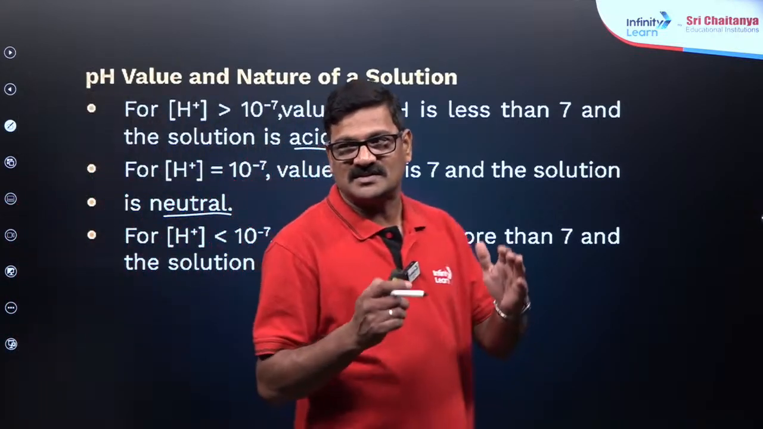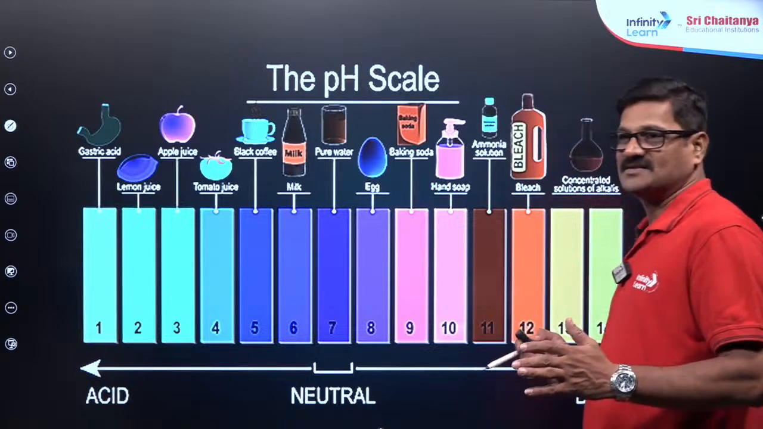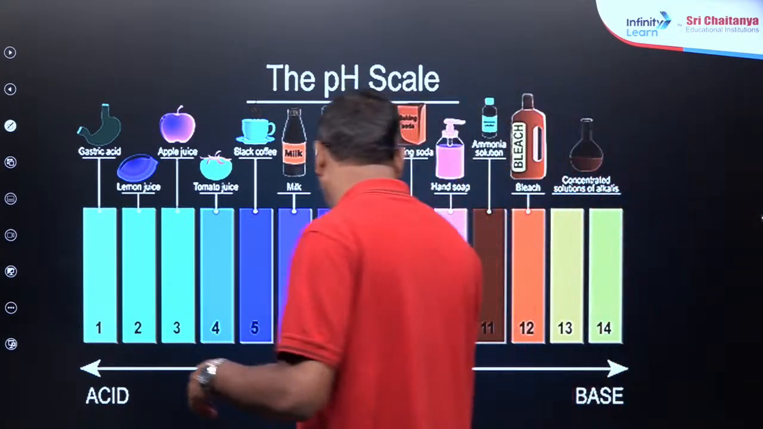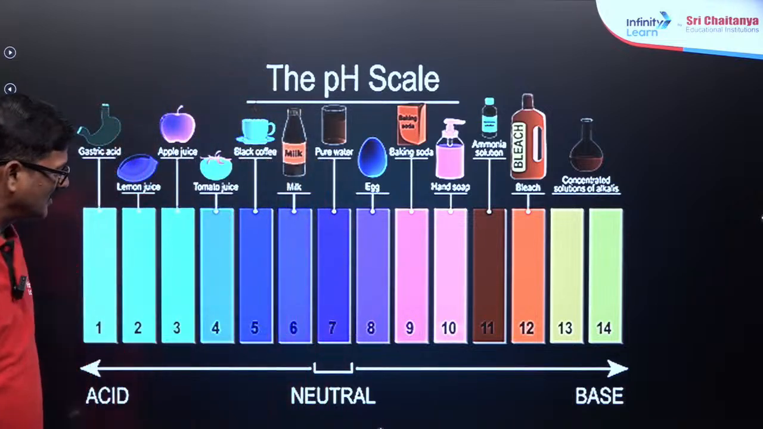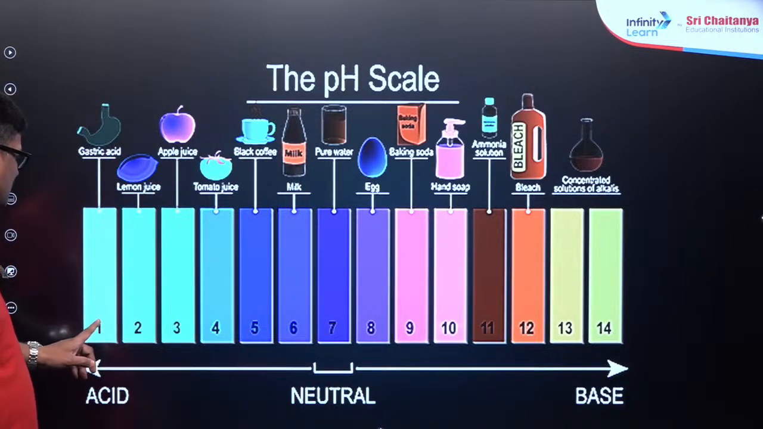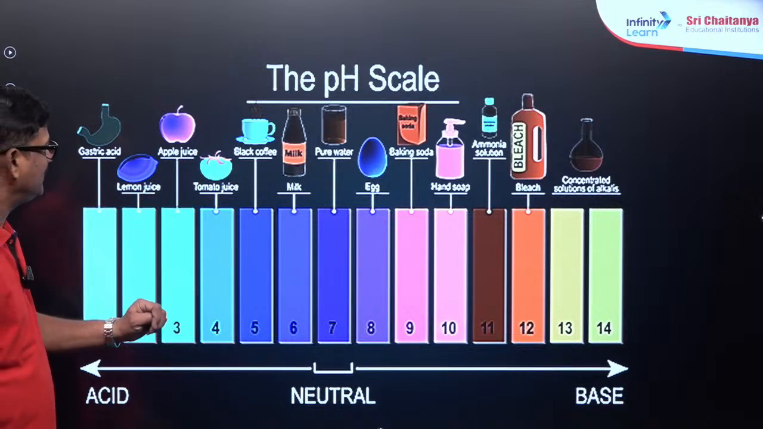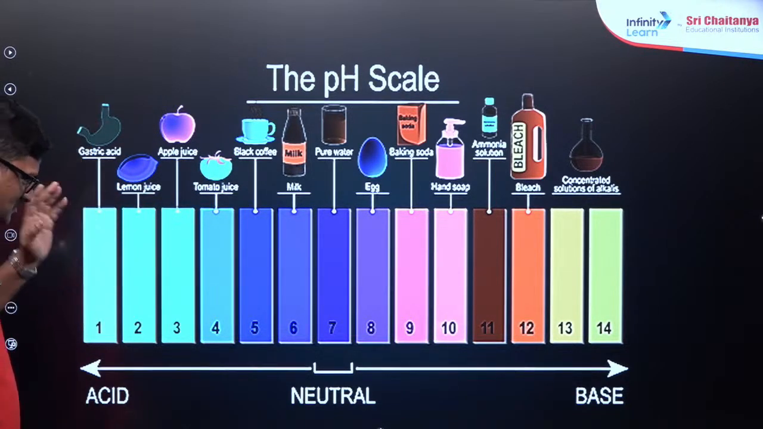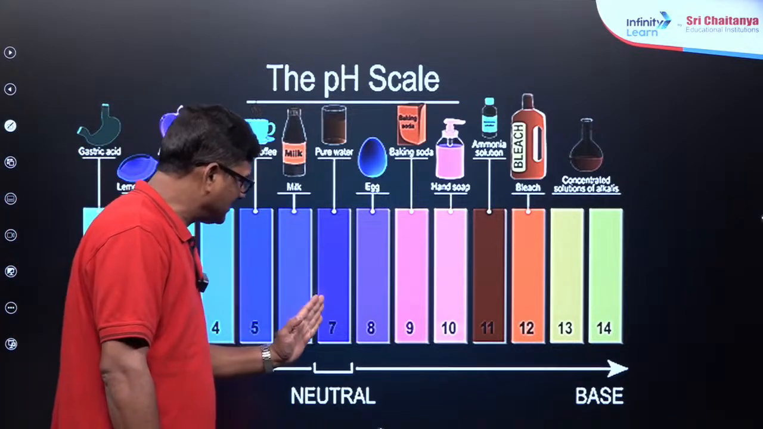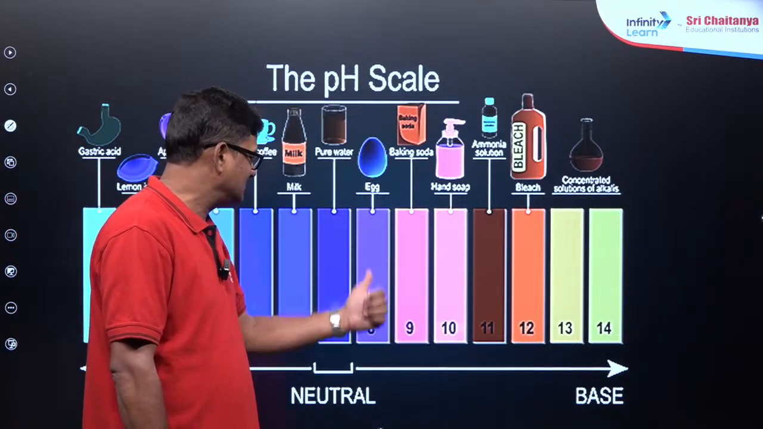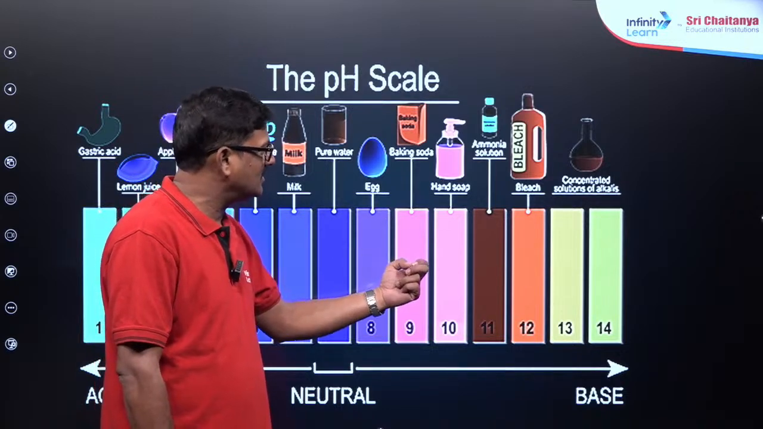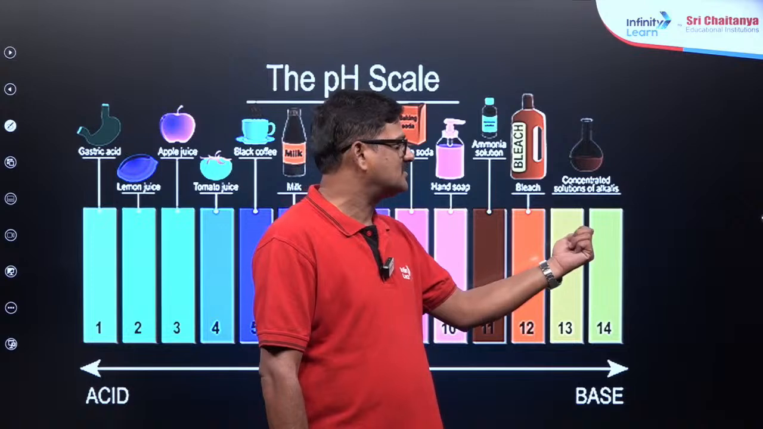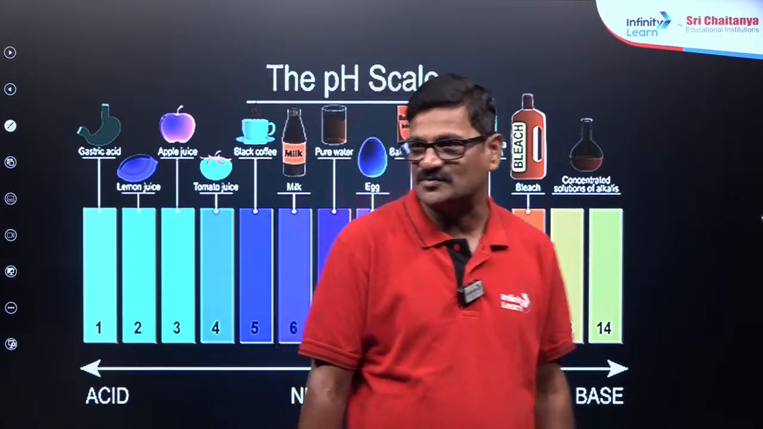In which condition it will be acidic and in which condition basic, you can all see the visualization. Where pH is 7, it is neutral, pure water. Less than 7, it is acidic. You can see black coffee, tomato, apple juice, lemon juice, gastric juices. Above 7, egg is alkaline, baking soda, hand soap, ammonia, bleach, and concentrated alkalis come around 13 to 14.